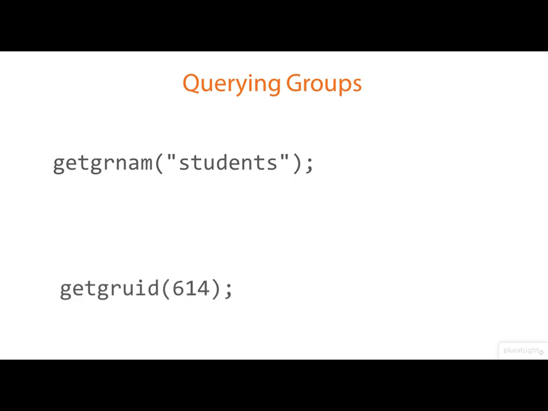There's a very similar set of resolvers for querying group information, traditionally stored in /etc/group. These are getgrnam and getgrgid.